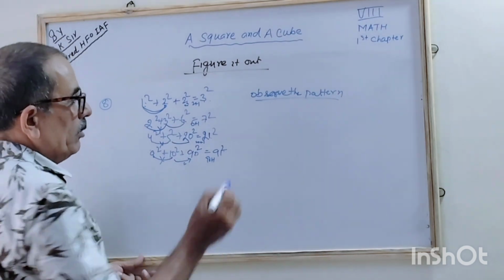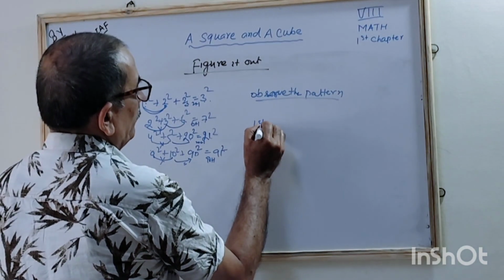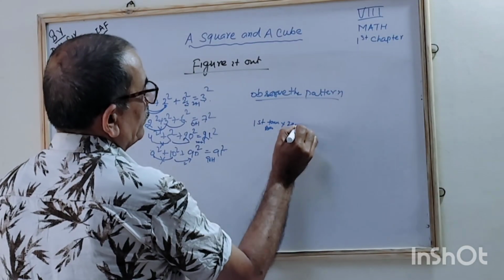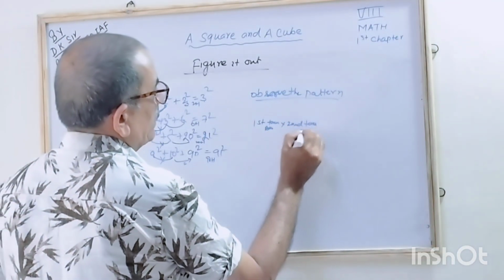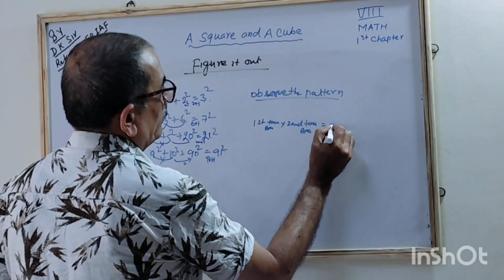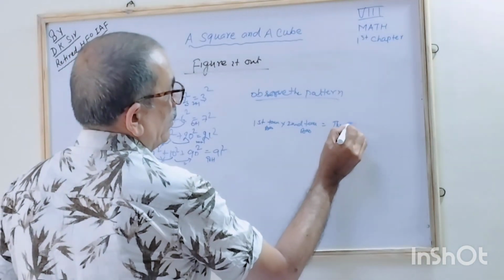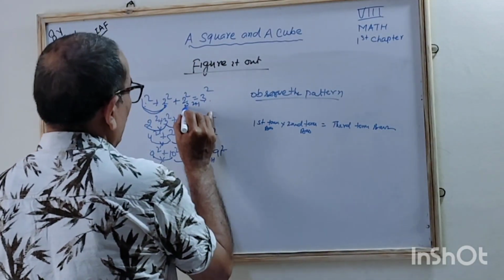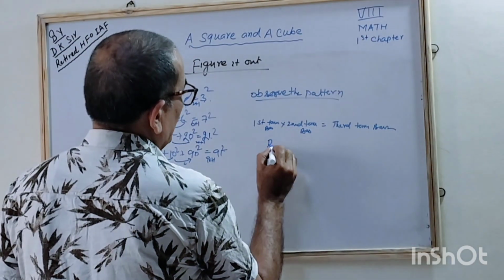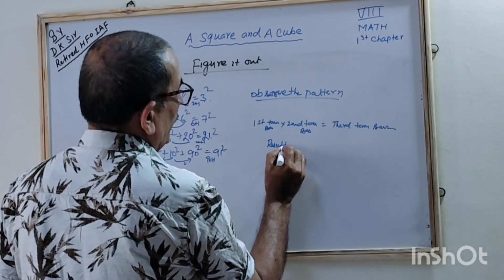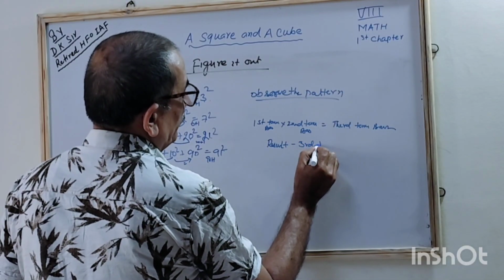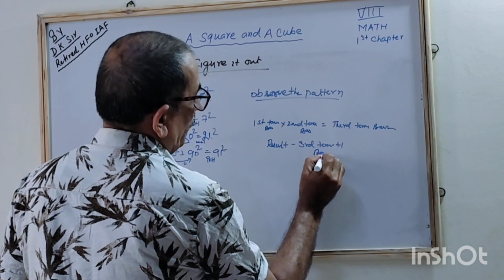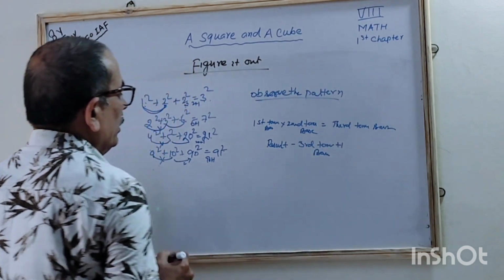So what will you find? The first term base multiplied by the second term base becomes the third term base. And what will be the result? The result will always be the third term plus 1. That is a base. This is also a base. Understood? So that will be the square.